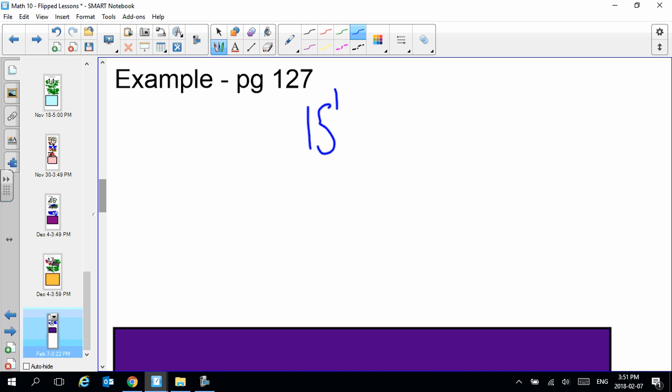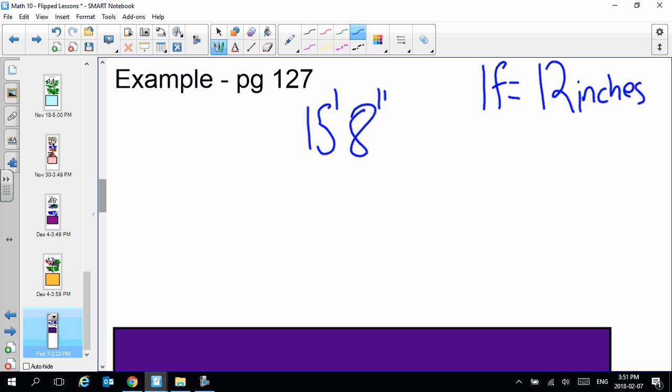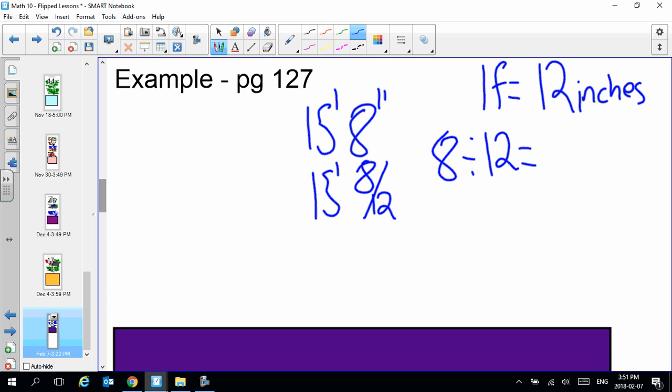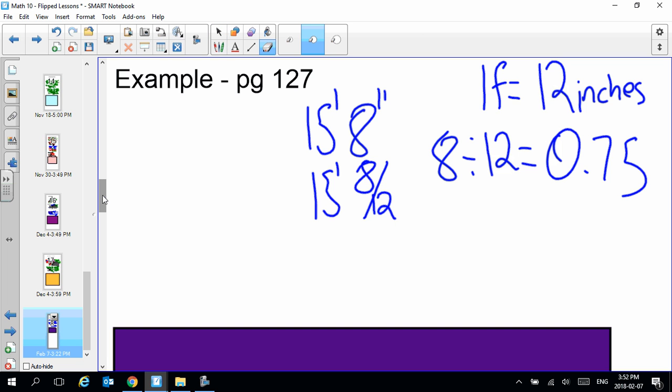15 feet, 8 inches. How many inches are in a foot? 12. So what I actually have here is 15 feet and 8 out of 12 inches. 8 divided by 12 is going to give me 0.75, not 0.8. It's important to remember, because there's 12 inches in a foot instead of 10, I cannot convert feet and inches into straight decimals.